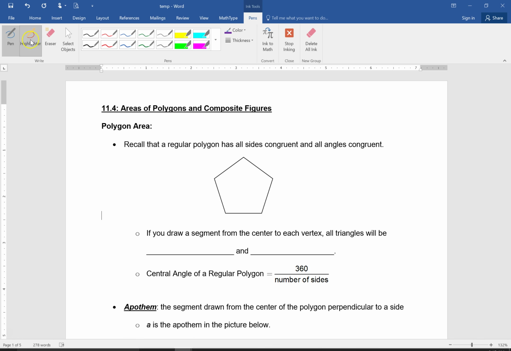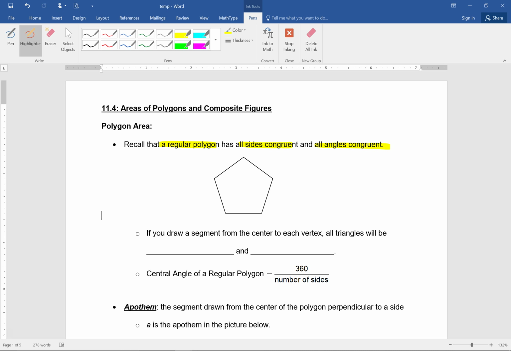All right, so let's first remind ourselves what a regular polygon was. A regular polygon is a polygon that has all sides congruent and all angles congruent. Now, just like we've done in the past, when you have an irregular shape that you want to find the area of, what we do is we divide that shape into smaller shapes that we know the areas of. So for example, we can divide it into triangles, rectangles, trapezoids, right? And that's what we're going to do here.